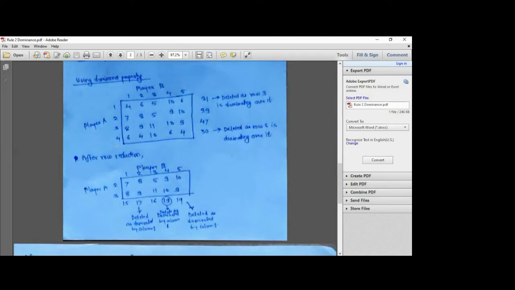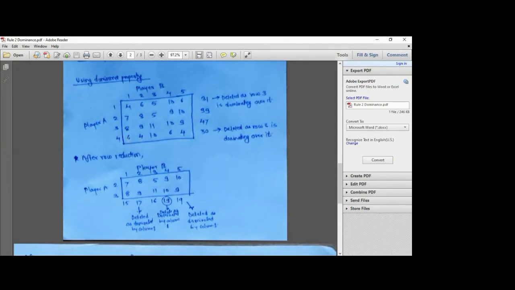So for dominance, the other row should have higher values. All the values in the other row are going to be greater than the row under consideration, right? So now let's take row 1. We will compare the values of row 1 with the values of the other row. So 6 is greater than 4, 4 is less than 6.